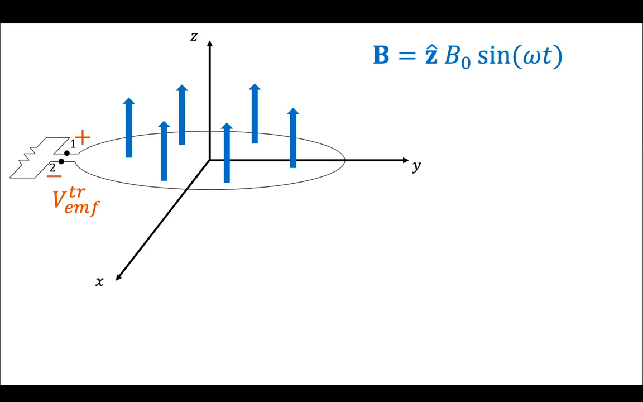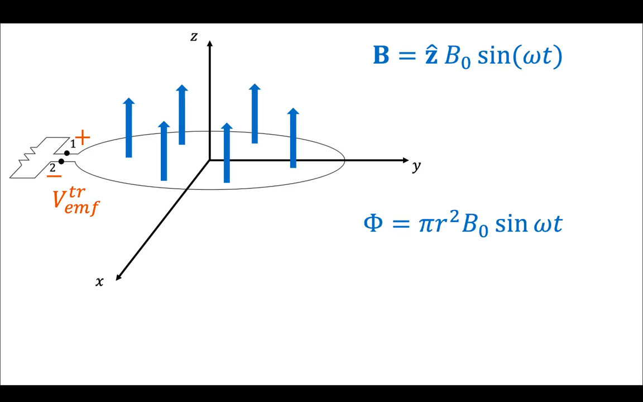So if we go back to our loop and look at this picture, we have a magnetic field that is z hat b naught sine omega t. So that sine omega t means that the magnitude or the value of the b naught sine omega t is going to be changing in time. Sometimes it's going to be positive, and sometimes it's going to be negative. And we're going to be looking at the transformer voltage, which we've defined as being positive at point 1 and negative at point 2, and that was based on the ds that we used.